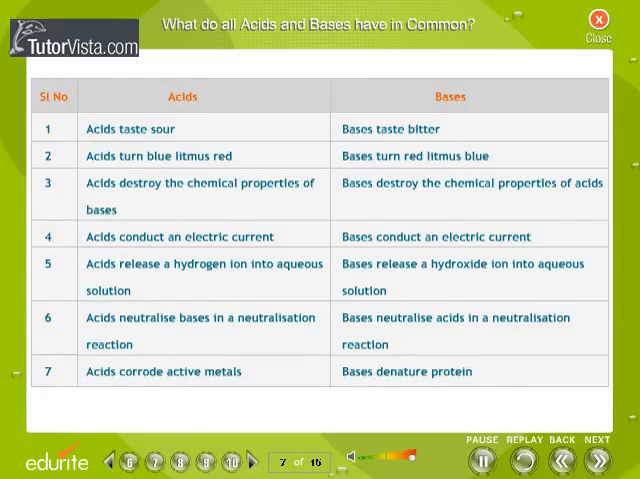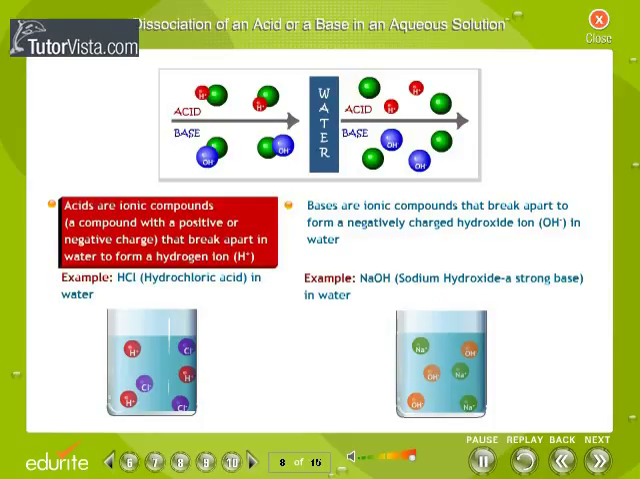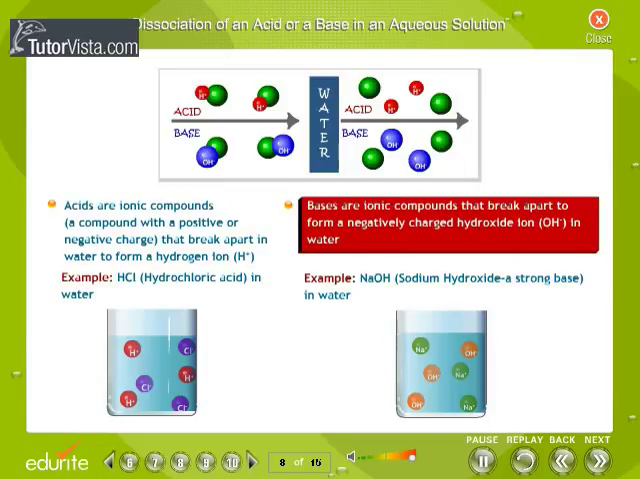What do all acids and bases have in common? Some common properties of acids and bases are tabulated here. Please read on. Dissociation of an acid or a base in an aqueous solution. Acids are ionic compounds possessing a positive as well as a negative charge that break apart in water to form a hydrogen ion, H+. Bases are ionic compounds that break apart to form a negatively charged hydroxide ion, OH-, in water.